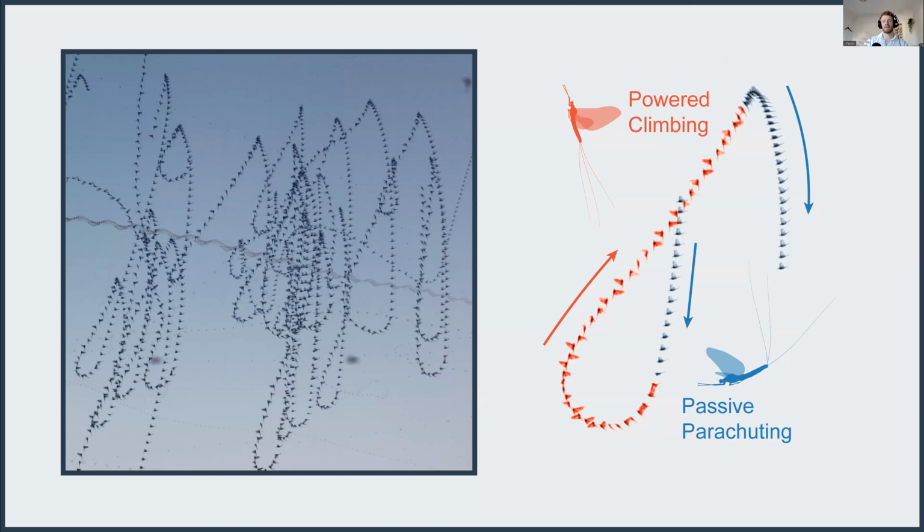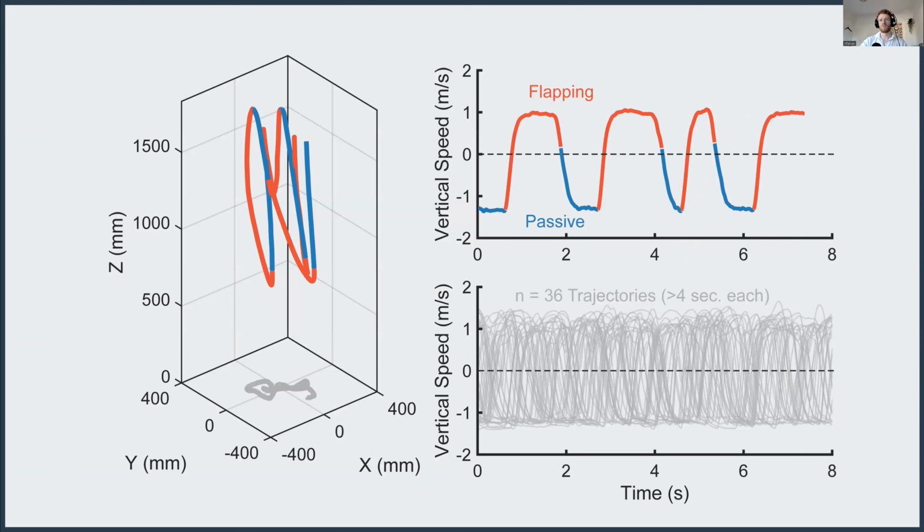But it's still a bit of a puzzle. Why wouldn't you just hover at that top position? Why would you go up and down? Well, okay, let's break this down a little bit. So when they see this female, what does that look like?